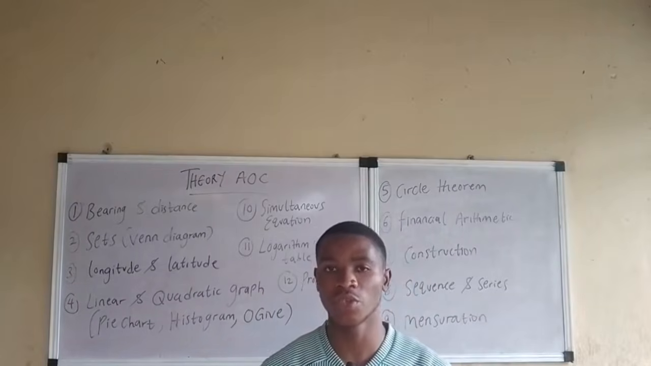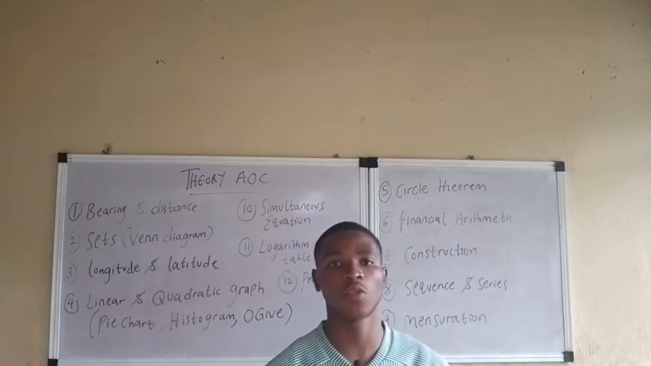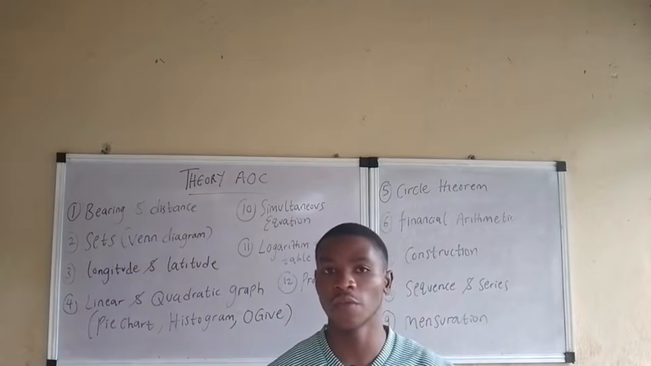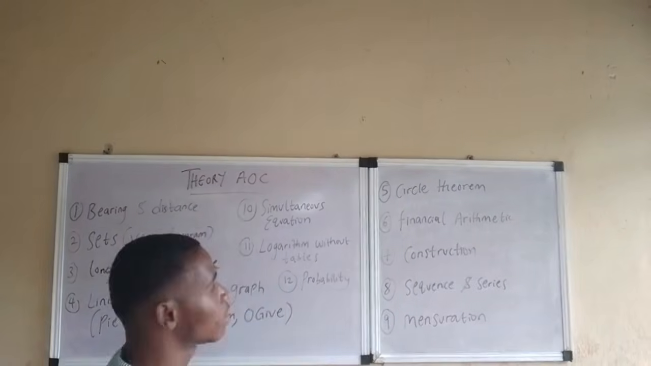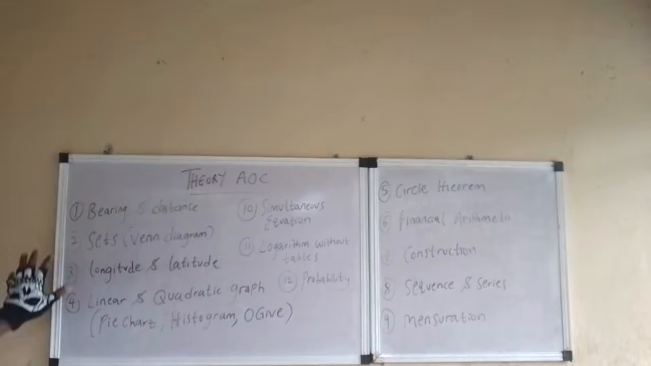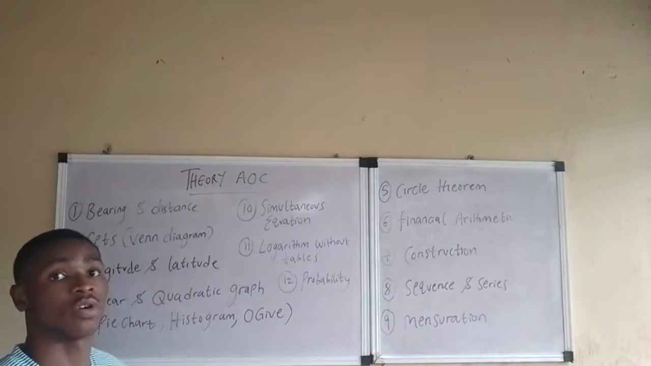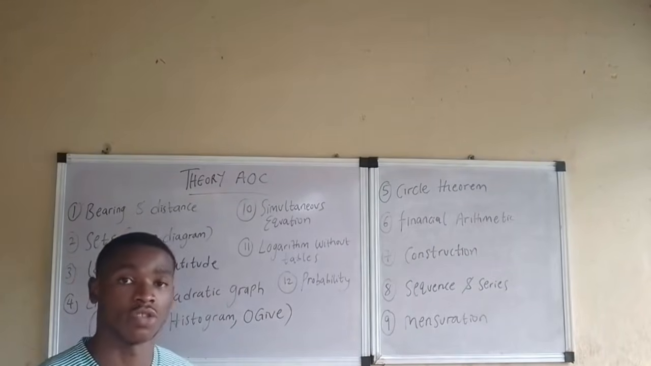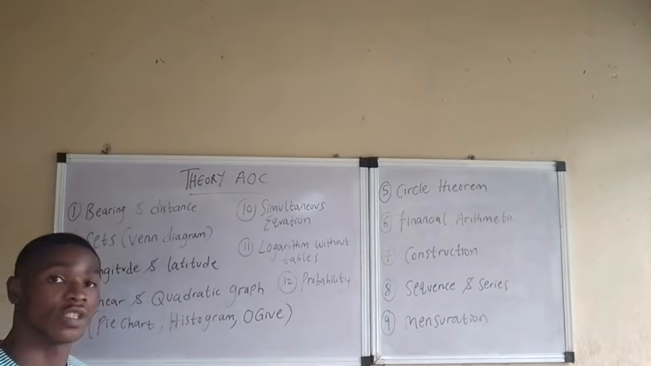Now, this is an AOC on the theory section. All right. So these are some of the topics that you should focus on before going for the theory aspect of your maths exam. Now, the first topic is bearing and distance. Questions usually come from this aspect because it is an elaborate section where you have to show your workings, draw and also prove. So you'll always find questions of bearing and distance, usually in the theory section.